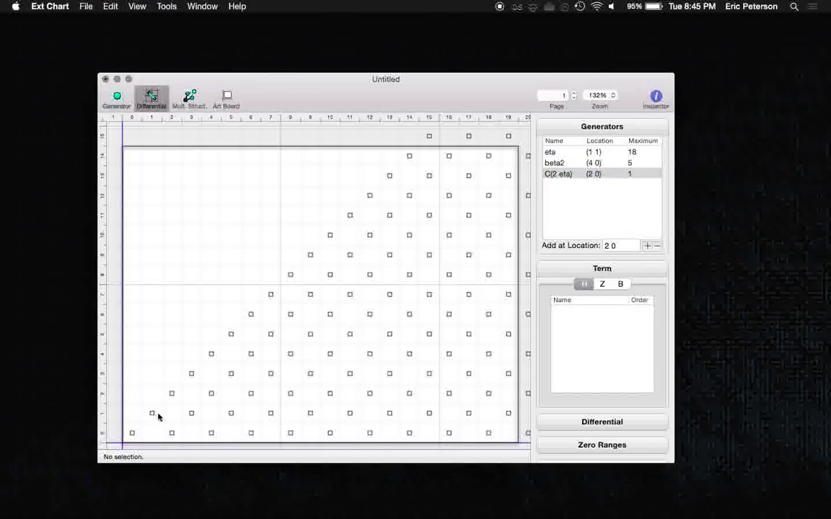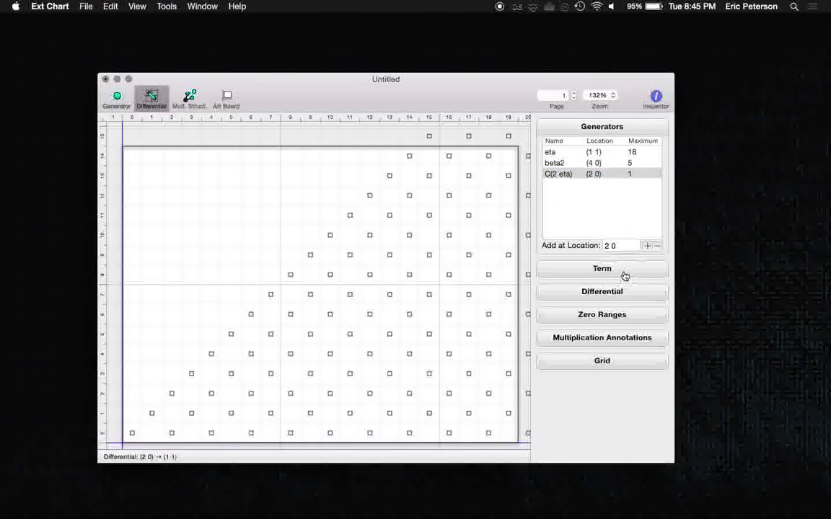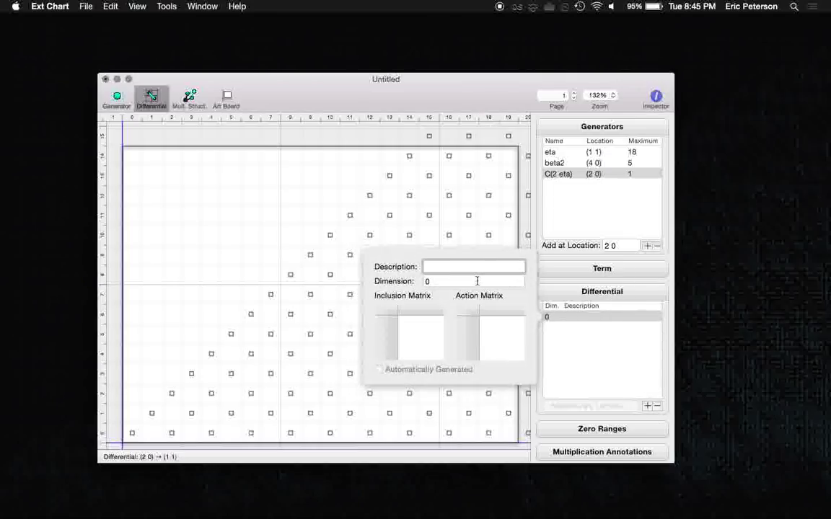So turning to the first page, I can insert a differential here, which will have the effect of sending the cone on twice eta, the class representing the cone on twice eta, to just the class twice eta.